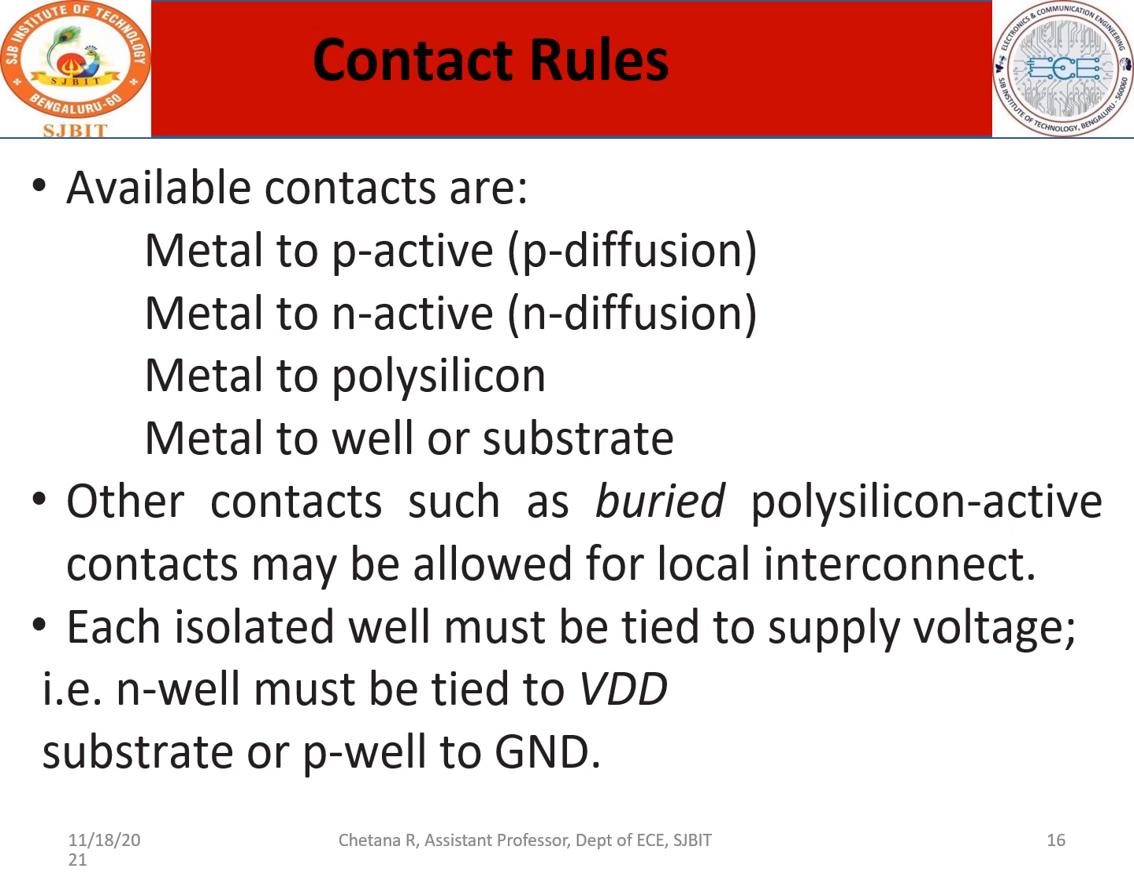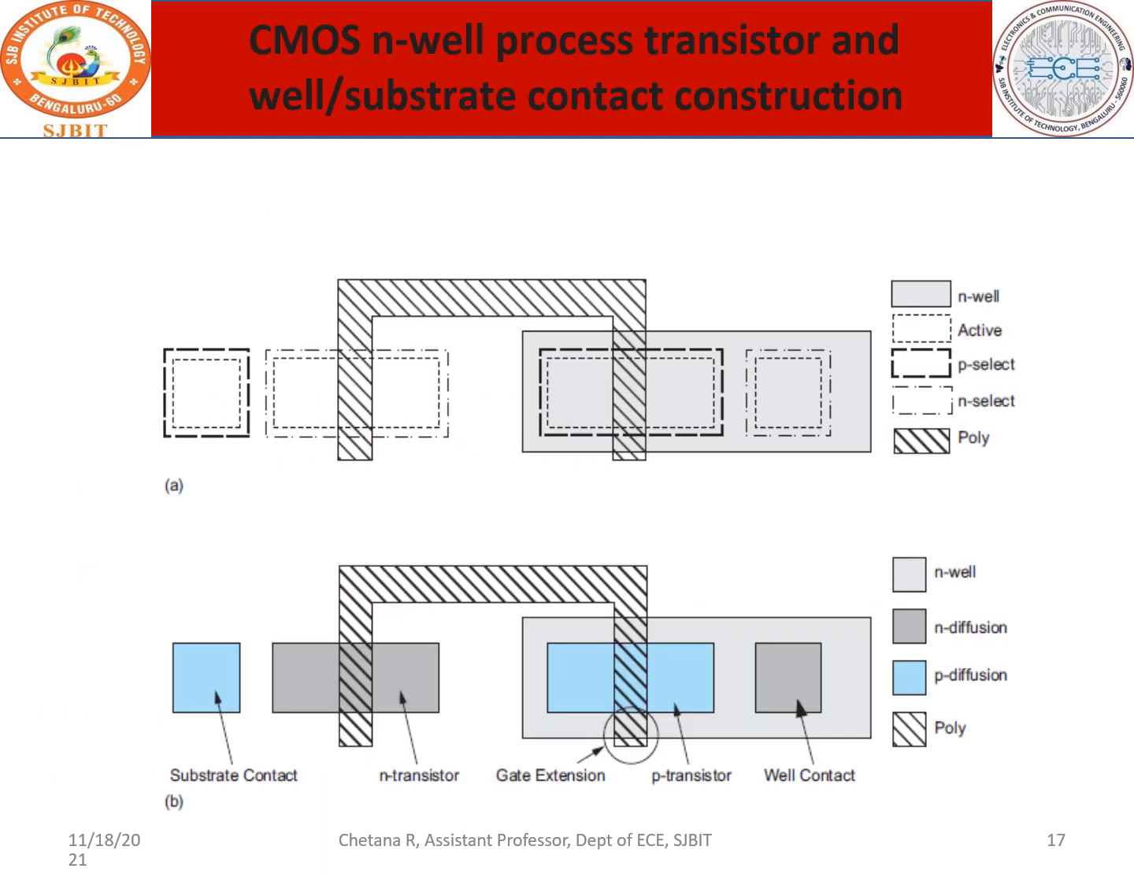Therefore, each isolated well must be tied to supply voltage. N well must be tied to VDD, and substrate or P well is connected to ground. This is only in the case of contact rules. So these are the CMOS N well process transistor and substrate contact construction. Substrate, gate, you have N transistor, P transistor, well connects, and these are the representations.